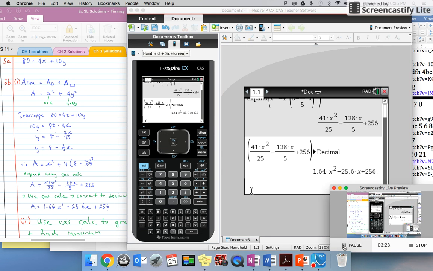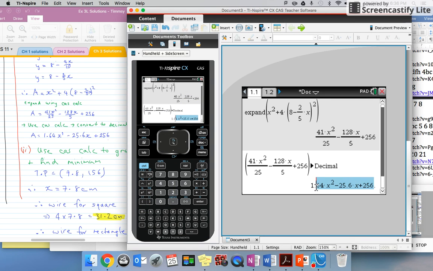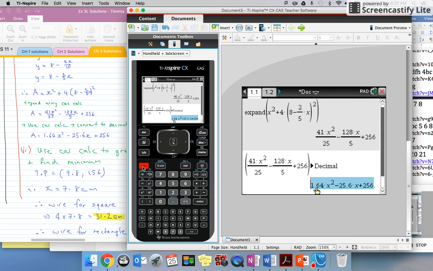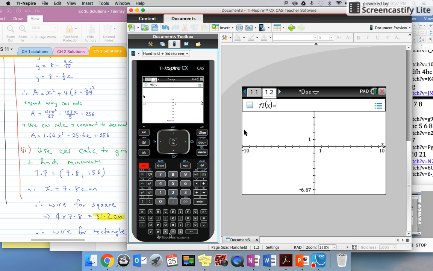Okay, just going to pause for a sec. Rightio. So over here, the question said, use the CAS calculator to graph and find the minimum. So if we go over to here, you can highlight it and copy it. Control C, just like on a computer, copies it. Now I've opened up a home page, and then just like on a computer, Control V will paste it.